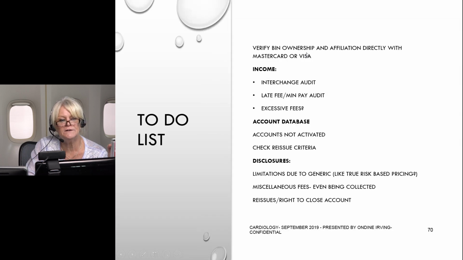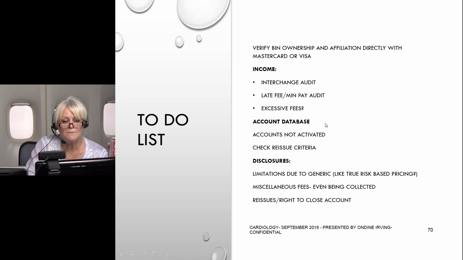And here's a bit of a to-do list. Verify your BIN ownership. Regarding your income, you want to do an interchange audit. You want to do the late fee minimum payment audit. And if you have excessive fees beyond the $325 fees, there may be ways to replace them.